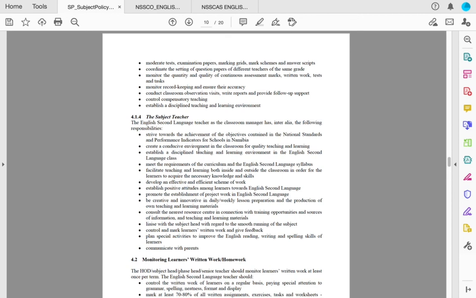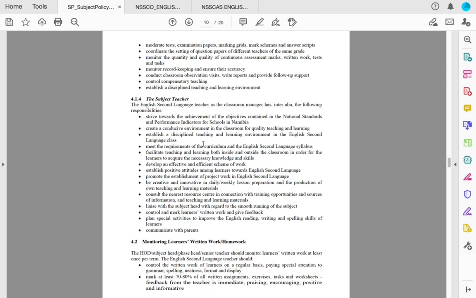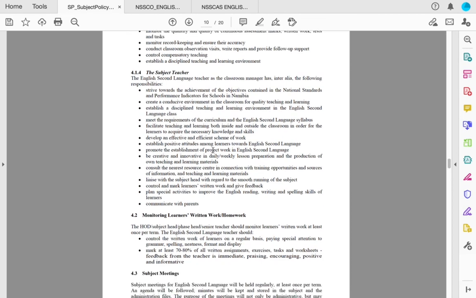Create a conducive environment, like a really good environment for the learning and the teaching to be of good quality. Establishing a disciplined teaching and learning environment in the language class. So you have to also establish discipline, come up with rules, and you can come up with rules with the learners as well, because when you involve them, they know that they are also part of the creation of rules, and then they can adhere to them more.